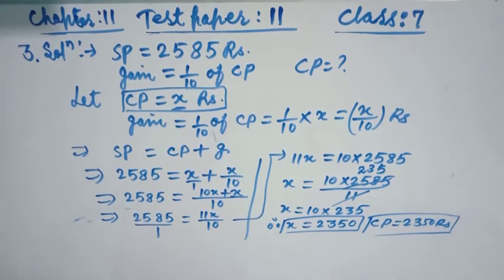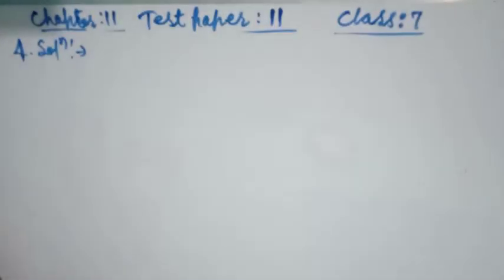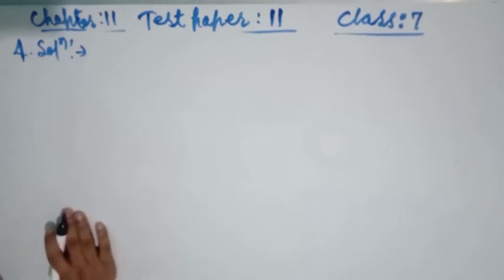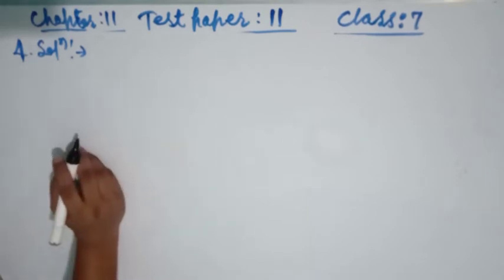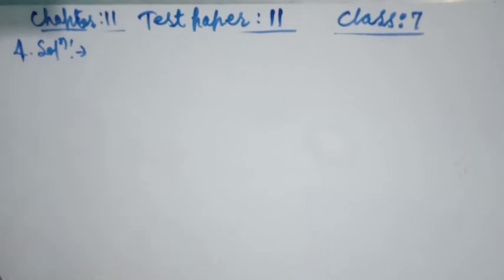I hope you will understand. Now see friends, question number 4 says a man buys lemons at 6 for 10 rupees and sells at 8 for 15 rupees. Find the gain percent. Now friends, since CP and SP are not given first, in this question we have to find the CP and SP per lemon. What about the cost price of one lemon, and what about the selling price of one lemon?